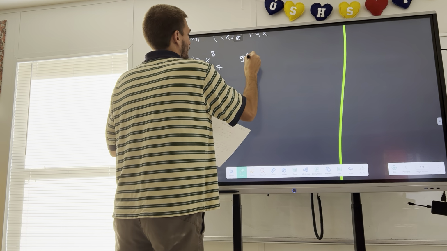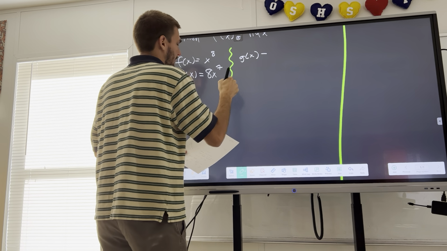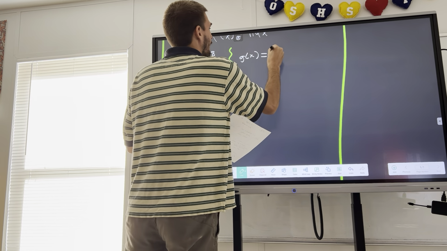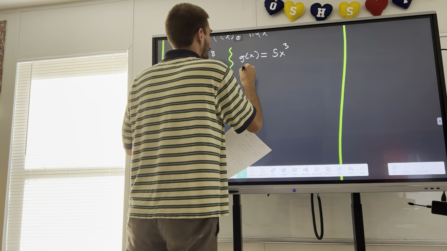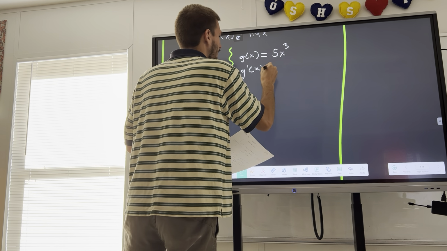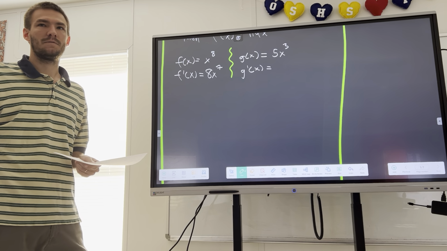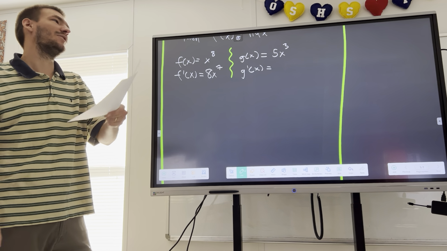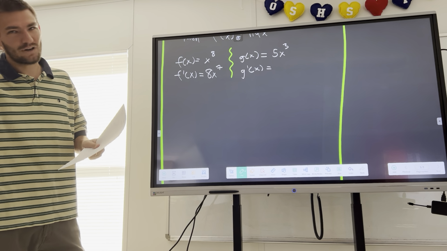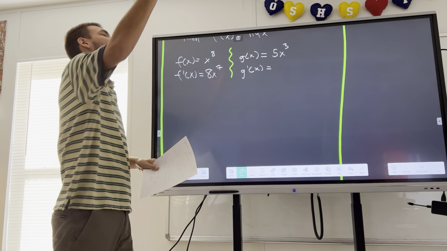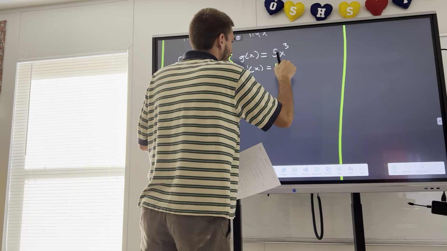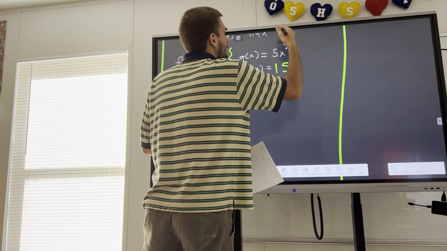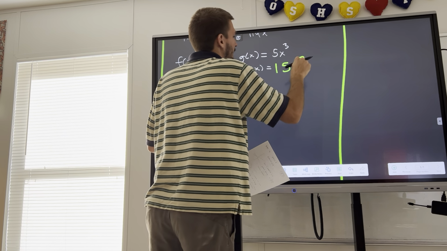g of x can be 5x cubed. Shout it out if you can get g prime. 10x squared. No. 15x squared. Right, so we still need that 3. We can't drop it to a 2 right away. The 3 comes out front and makes a 15. And then the x cubed drops down to an x squared.